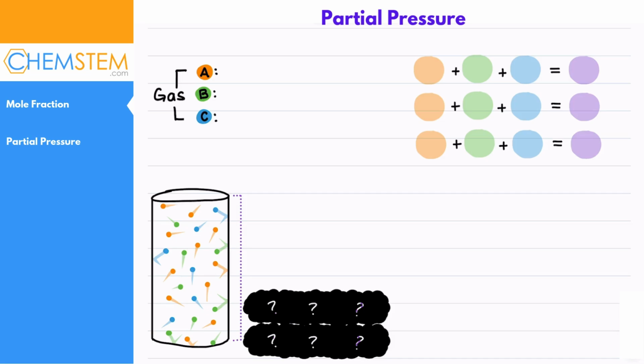Let's learn about partial pressure. There are 3 different gases inside of this container, so this would be considered a mixture of gases. A mixture of gas A, gas B, and gas C. In this diagram, each particle represents 1 mole of the gas.